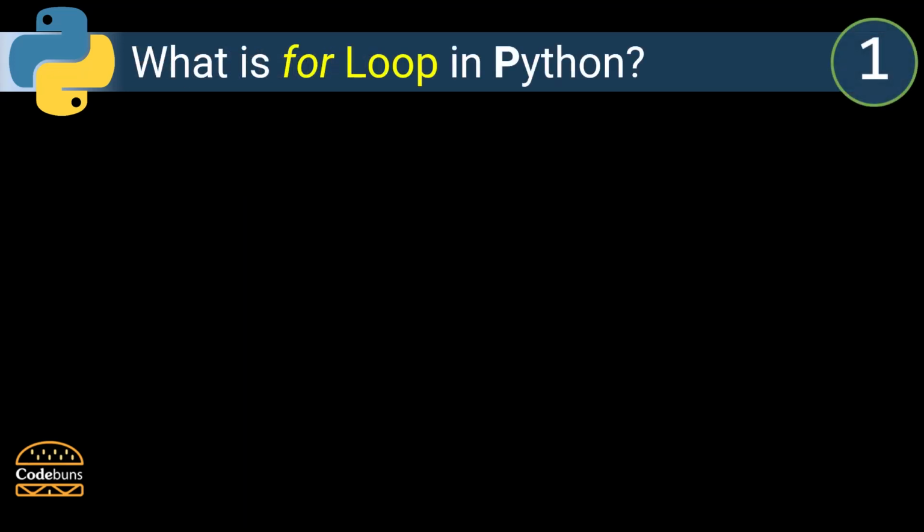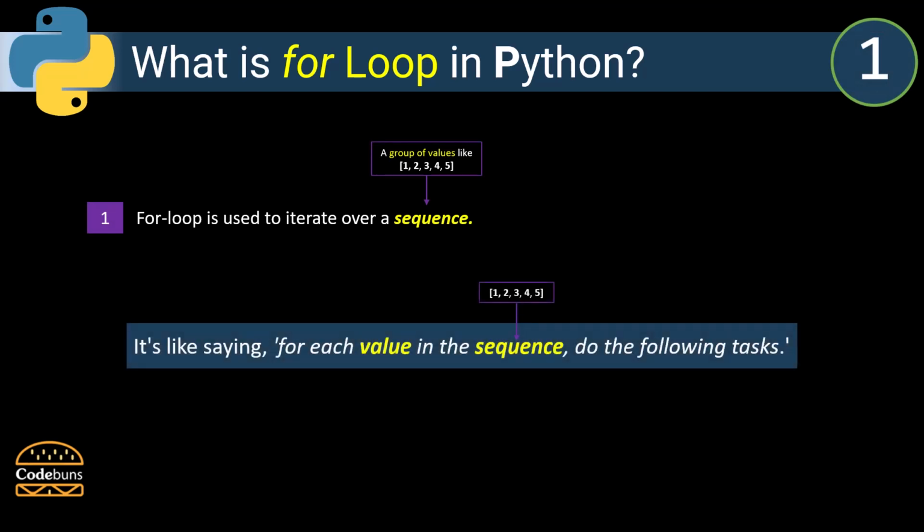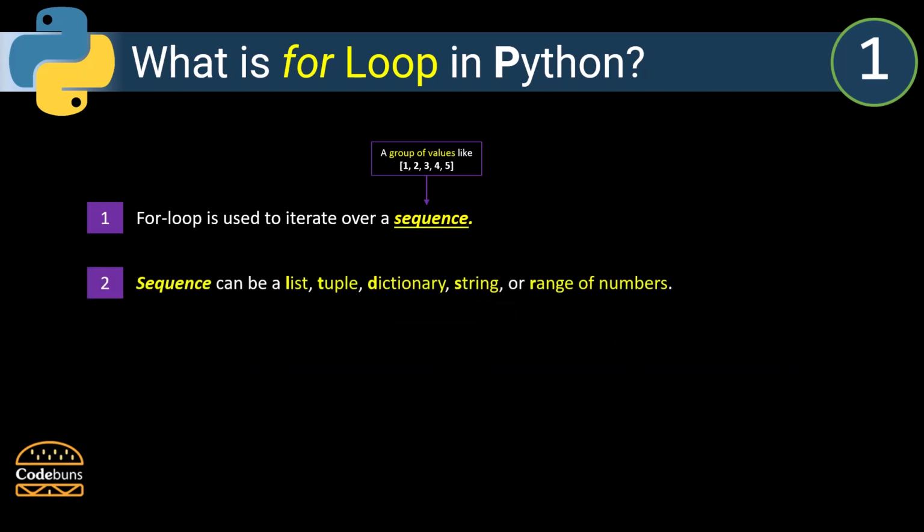What is for loop in Python? For loop is used to iterate over a sequence. It's like saying, for each value in the sequence, do the following task. Sequence can be a Python list, tuple, dictionary, string, or a range of numbers. For loop supports definite iteration, meaning the number of loop iterations is fixed, or you can say predetermined. Mostly developers use for loop to repeat a block of code a fixed number of times.